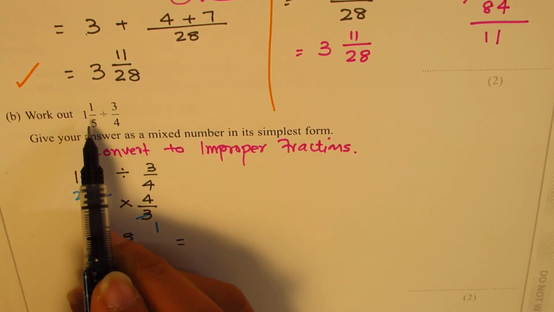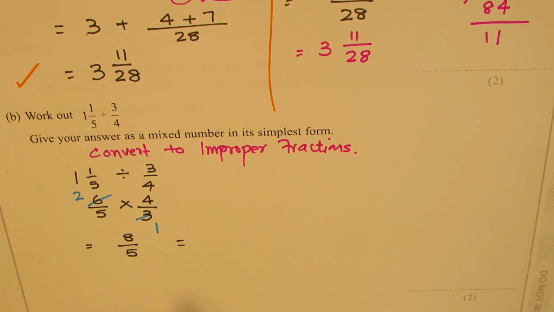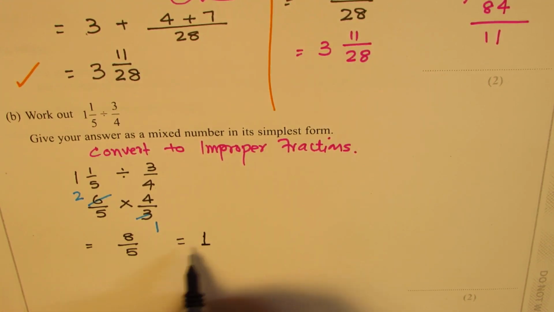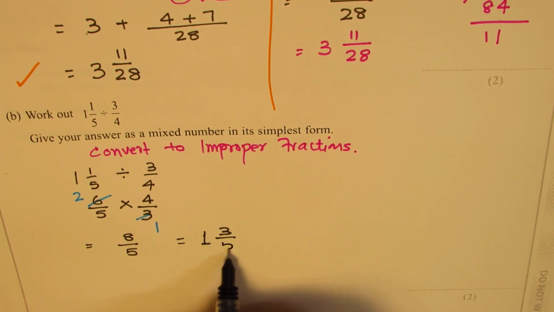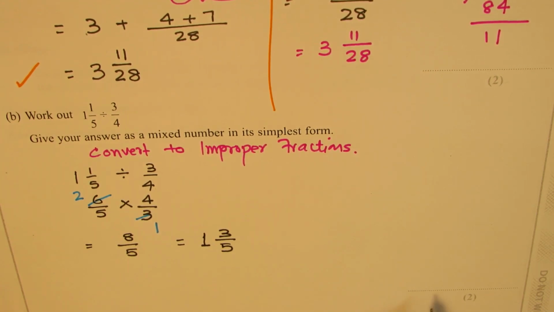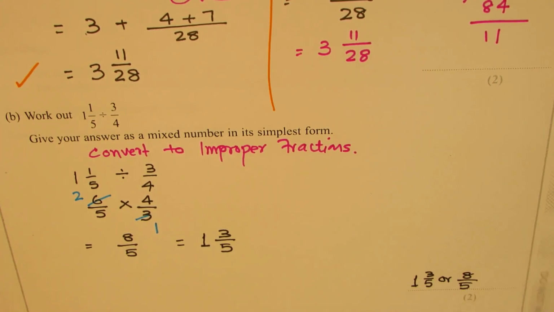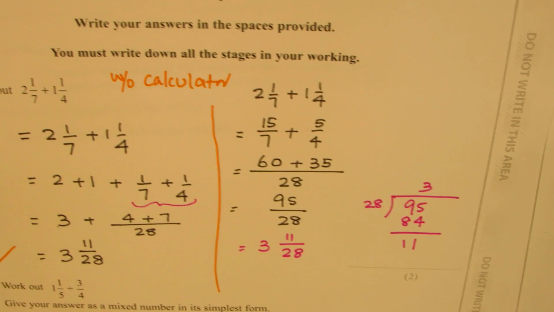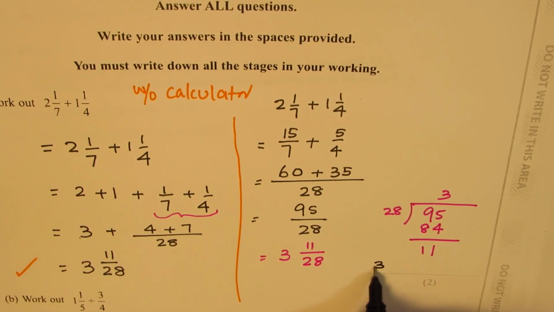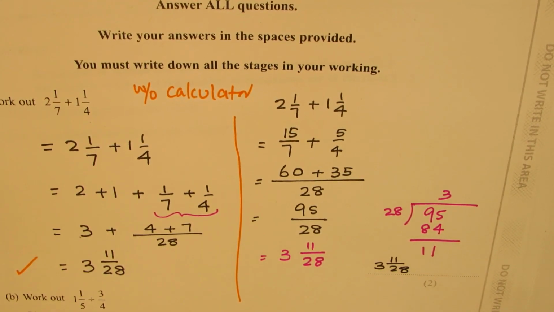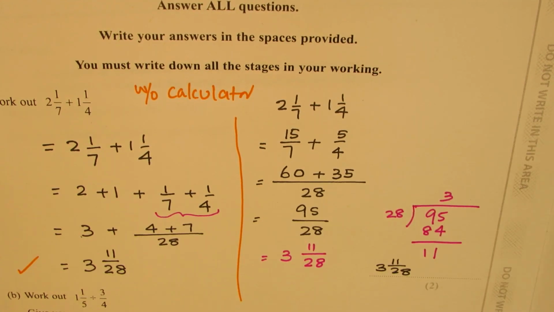Now, since the question involved mixed numbers, it is a good idea to write this also as a mixed number. So we get 5 times 1 and remainder is 3. So that is your answer. Now these answers should be written in the space provided, correct? So we'll write here 1 3/5 or 8/5, correct? Similarly, in the previous case, we should have written our answer here, which will be 11 over 28. Clear? Let's move on and take the next question now.